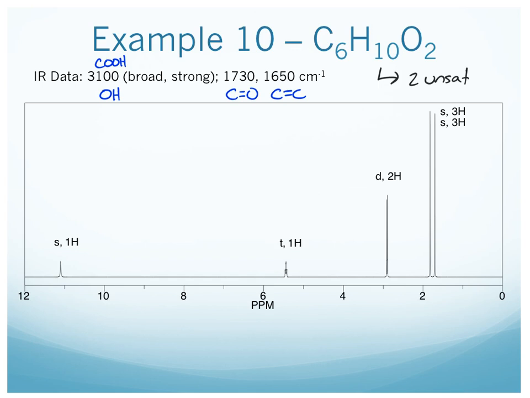Okay, down here at about 11. What's in the 11 region, 11 to 12? That's your carboxylic acid. So that fits our IR data. Okay, next, down here at about 5.5, we have a CH. And I want to make a little note here. This is in the alkene region, the double bond region. So I think that CH is part of a double bond.